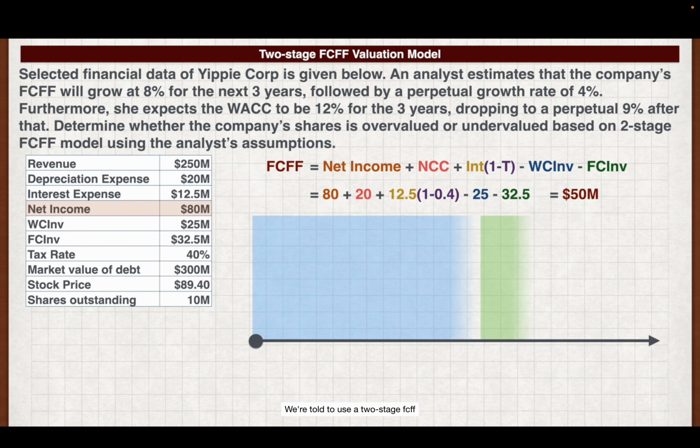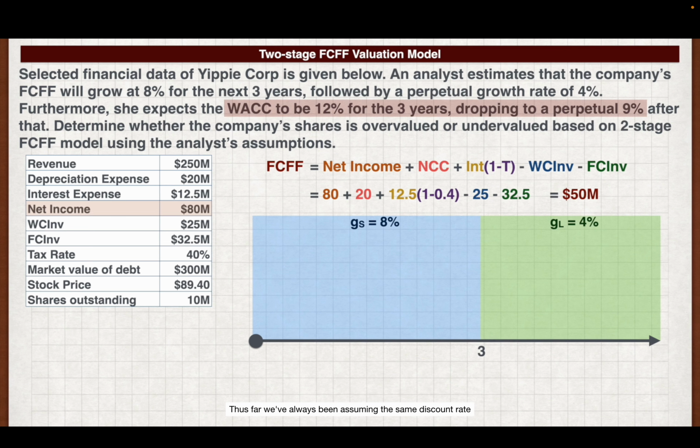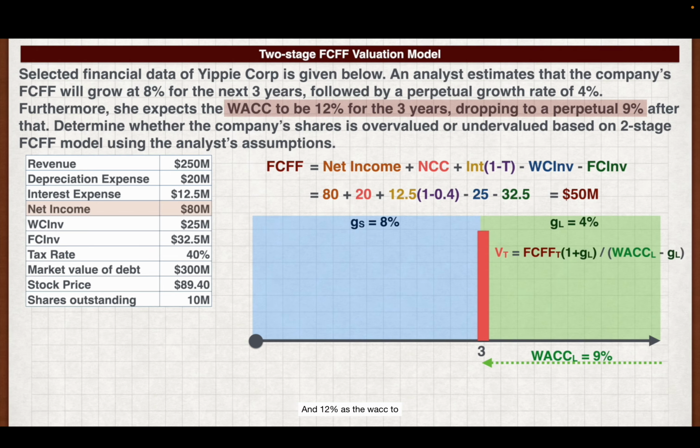We're told to use a two-stage FCFF model with a constant growth rate of 8% for the first 3 years, and a constant growth stage of 4% growth rate. Now, there is one interesting detail given, that the discount rate is different between the two stages. Thus far, we've always been assuming the same discount rate for all stages. However, this should not stump you. For this case, simply use 9% as the WACC for calculating the terminal value, and 12% as the WACC to discount all the cash flows to find their present value.